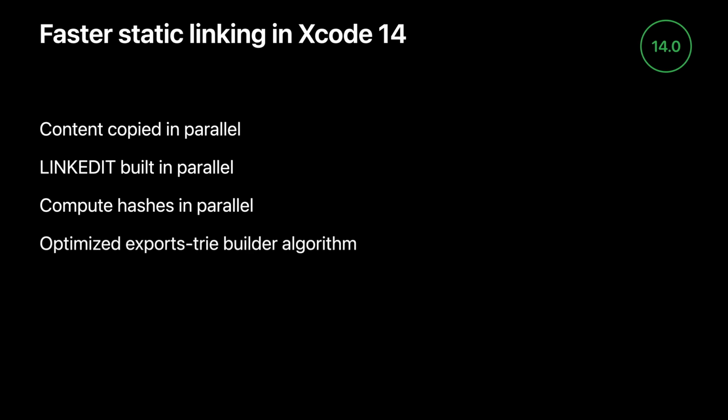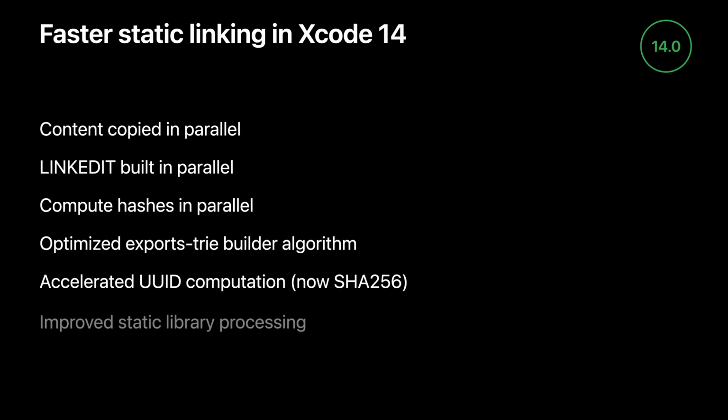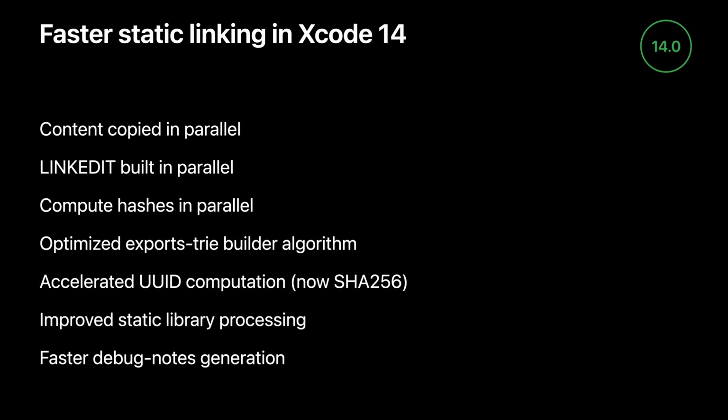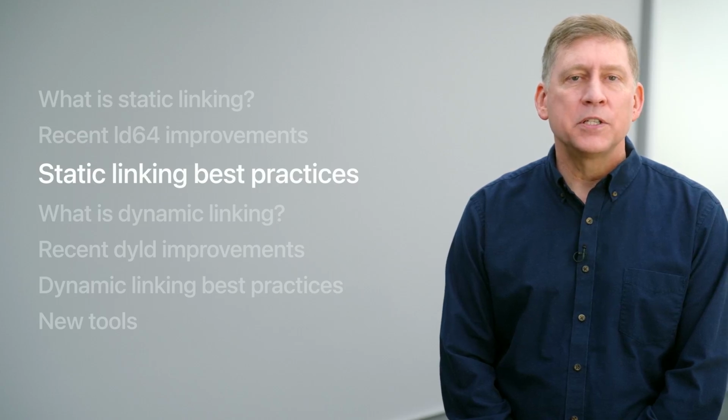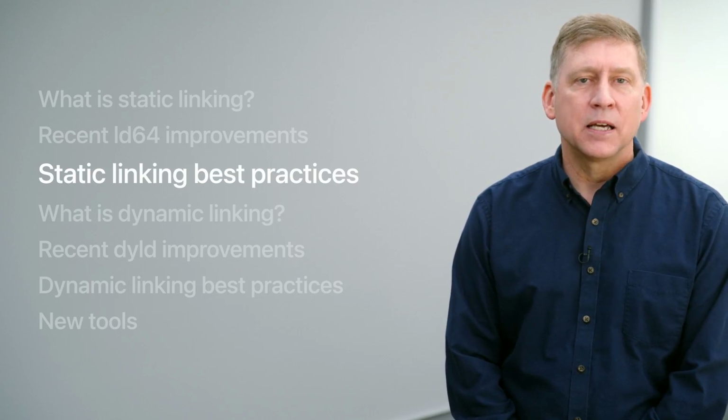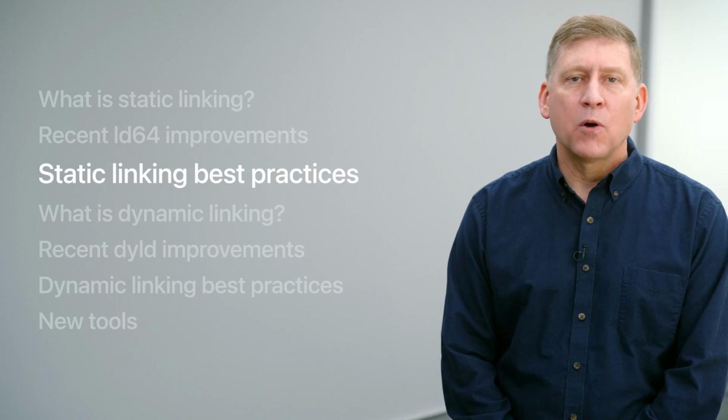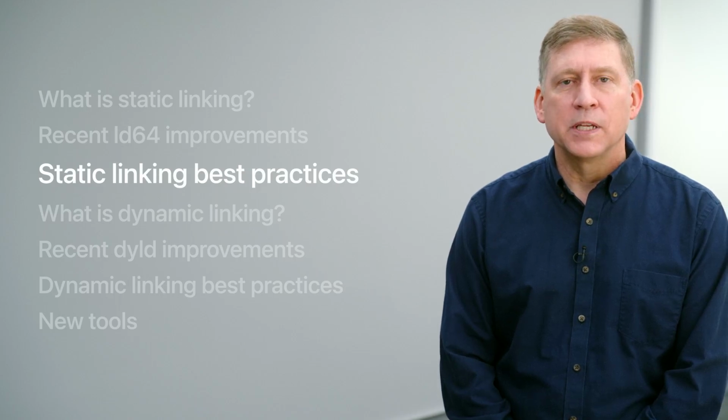Next, we improved a number of algorithms. Turns out the exports trie builder works really well if you switch to use C++ string_view objects to represent the string slices of each symbol. We also use the latest crypto libraries, which take advantage of hardware acceleration when computing the UUID of a binary. And we improved other algorithms too. While working on improving linker performance, we noticed configuration issues in some apps that impacted link time. Next, I'll talk about what you can do in your project to improve link time.